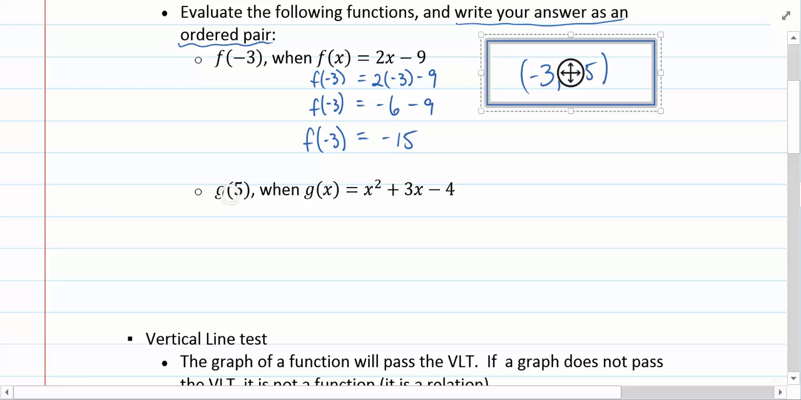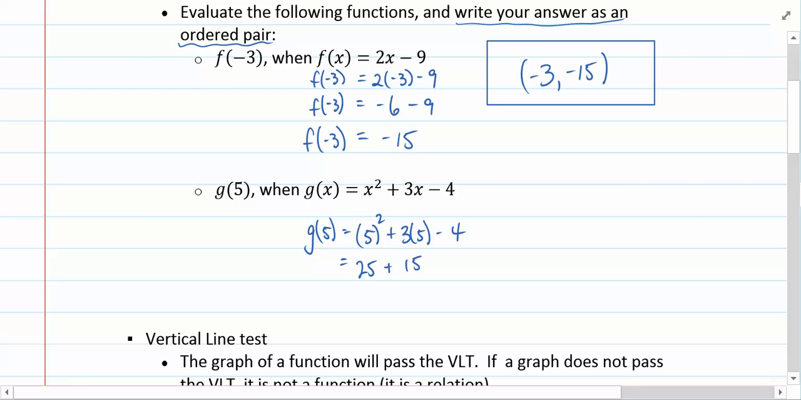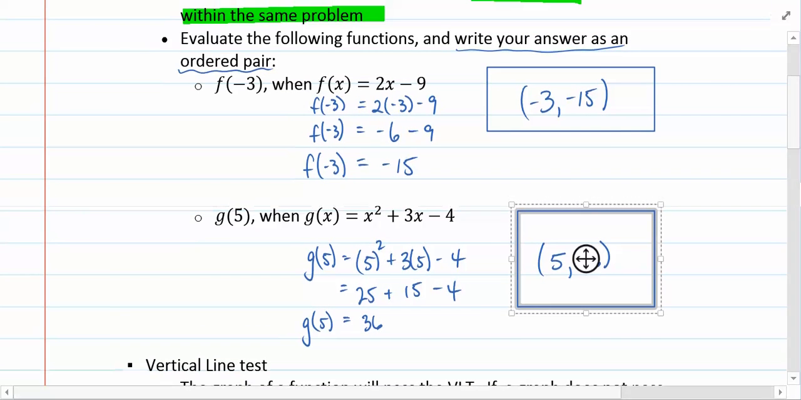If I wanted to evaluate the function g at 5, then I need to think what this function would look like if I change the letter x to the number 5. 5 squared plus 3 times 5 minus 4. Well, that's equal to 25 plus 15 minus 4. 25 plus 15 is 40, and 40 minus 4 is 36. G of 5, therefore, is equal to 36. And as a coordinate, we could say that this is the coordinate pair 5, comma, 36. Using function notation, this is one method that we can use to evaluate functions.